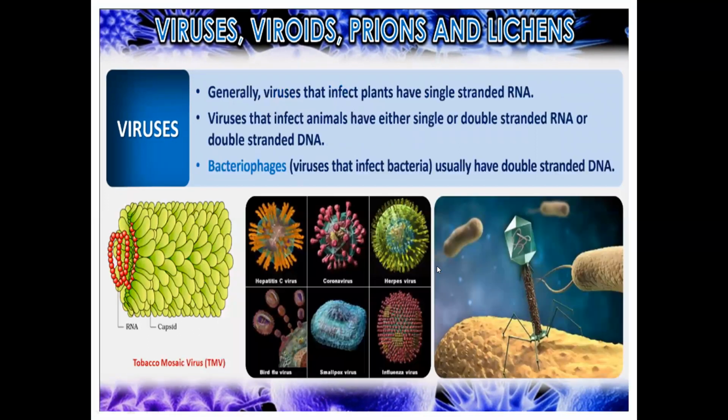Next, generally viruses that infect plants have single-stranded RNA. Mostly the viruses which infect plants, for example tobacco mosaic virus, will have single-stranded RNA. Viruses that infect animals will have either single-strand or double-strand RNA, or double-stranded DNA. So they will usually write this as small d, small s, DNA.